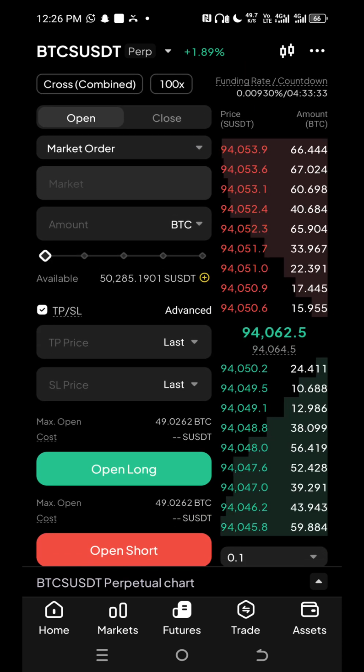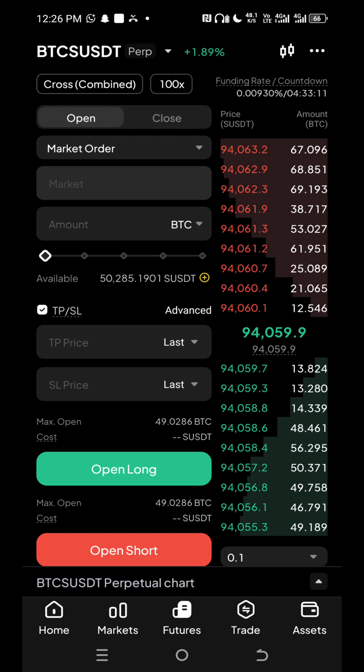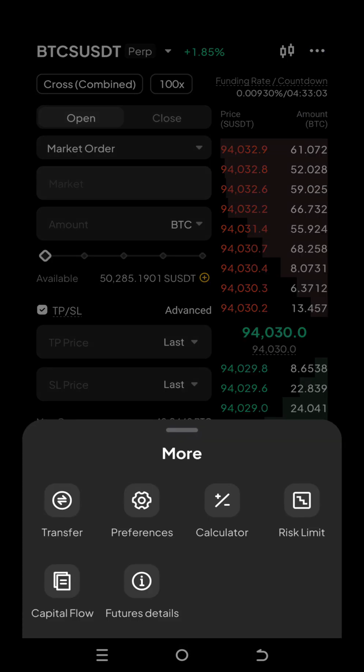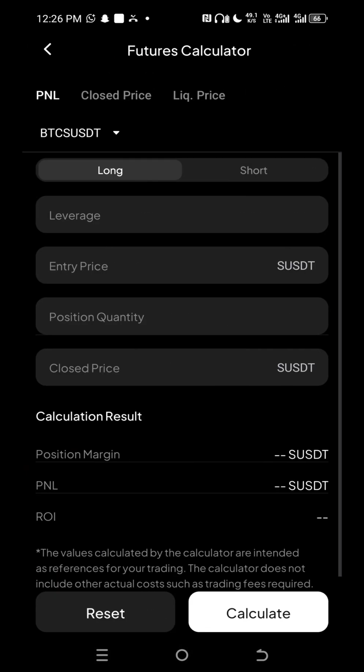Now let us talk about how to enter trades with calculated risk. In many exchanges, if you go to their features and click on the coin you want to trade, you are going to see an option for a calculator, especially in some exchanges. In other exchanges, you can see three dots here. When you click on the three dots, you see calculator. This calculator helps you calculate how much you are risking.